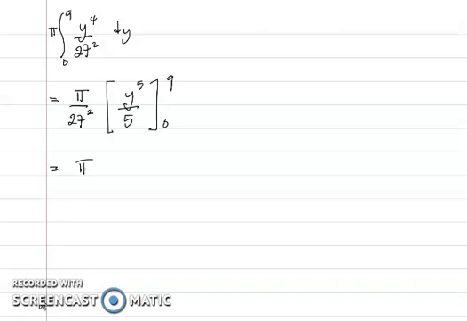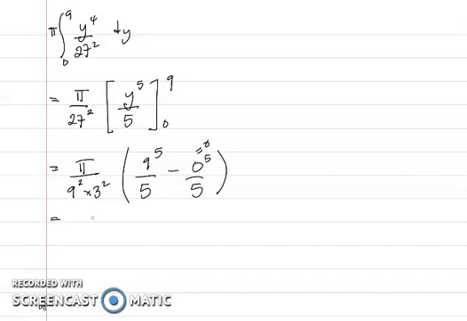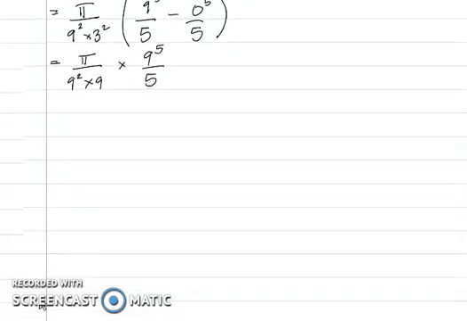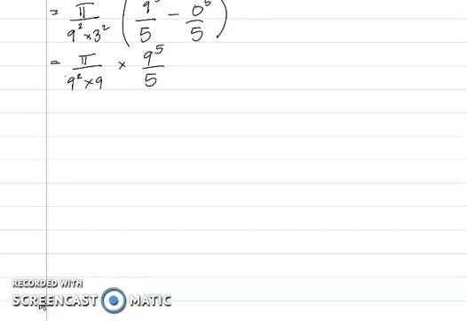This is going to be equal to pi over 9 squared times 3 squared. First, replace y with 9, so this is 9 to the 5th power over 5 minus 0 to the 5th power over 5. This is 0, so we don't have to think about it again. So what we have here is pi over 9 squared times 9 multiplied by 9 to the 5th over 5. So 9 squared times 9 is 9 cubed. So 9 cubed goes into 9 to the 5th. 9 squared times 9 squared is 81. So what we have is 81 over 5 pi cubic units.